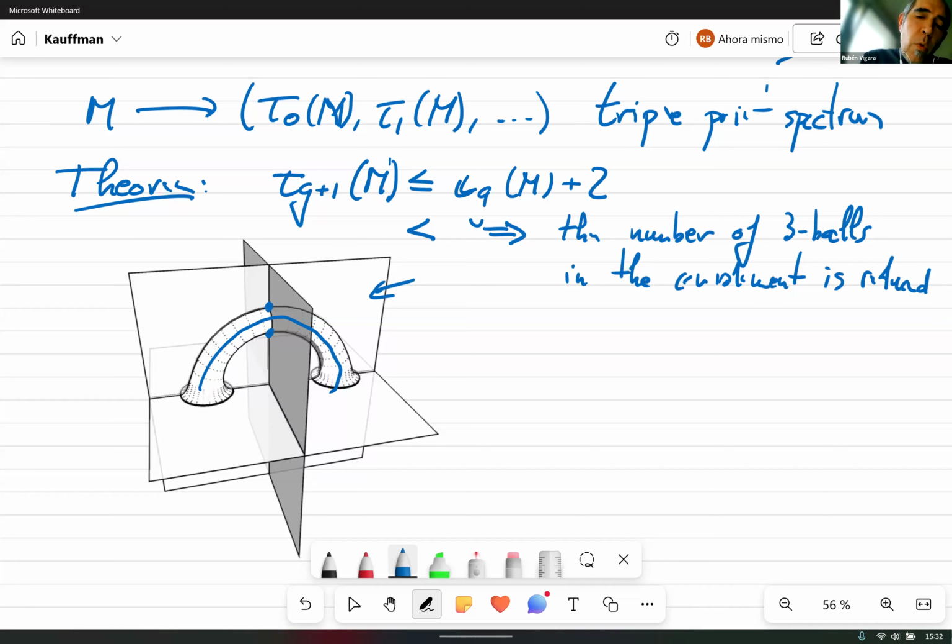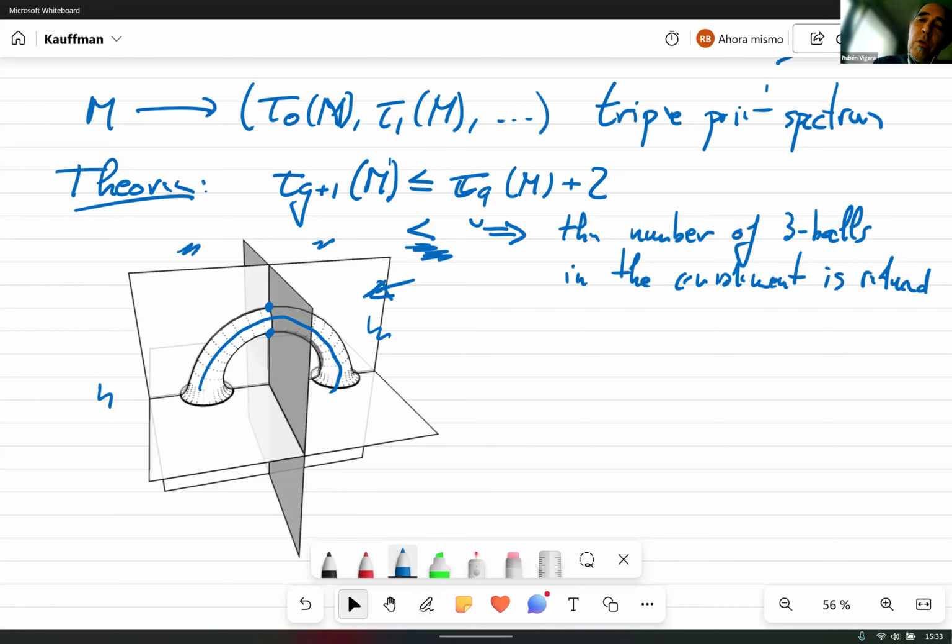And we can see that when we make this operation, the number of connected components of the complement does not change. So this number of connected components is related to the number of triple points and the Euler characteristic of the surface. So this implies that if there is a filling Dehn surface of genus G plus 1 such that the inequality is strict, the number of 3 balls in the complement is reduced.